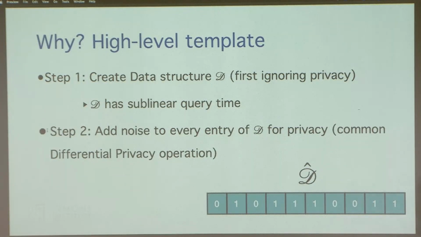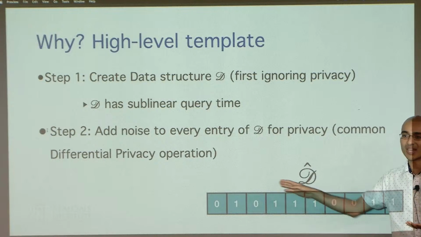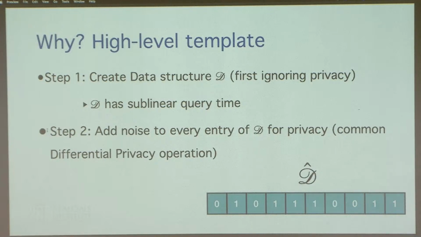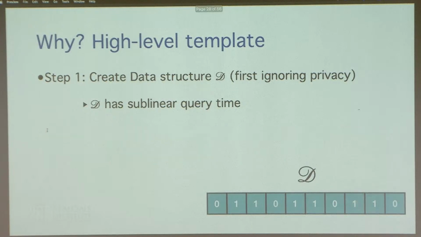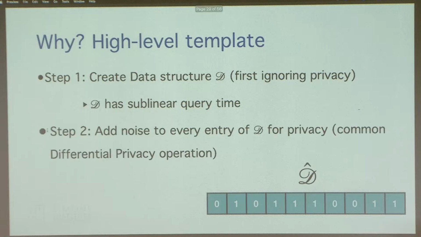Well, you can imagine a common practice in privacy is to add noise. So we have this data structure. Maybe we flip some bits with some probability, and that preserves some notion of privacy. So this is just a template. This is not a formal relationship. This is a mental template to have in your mind.